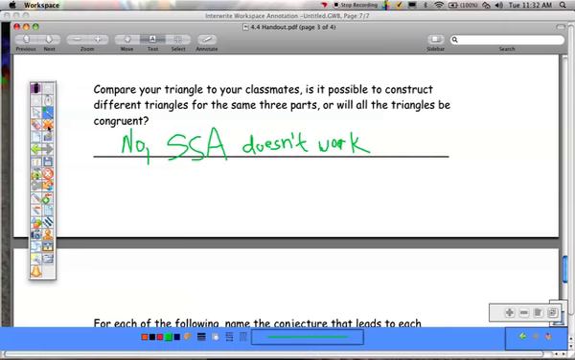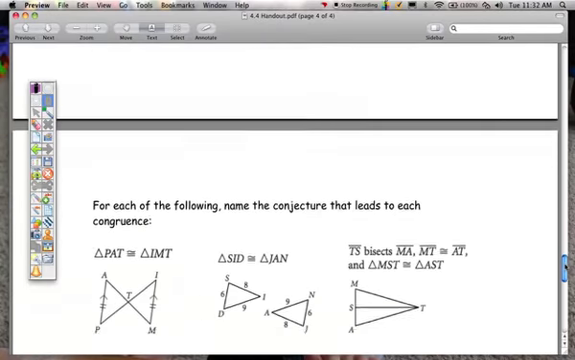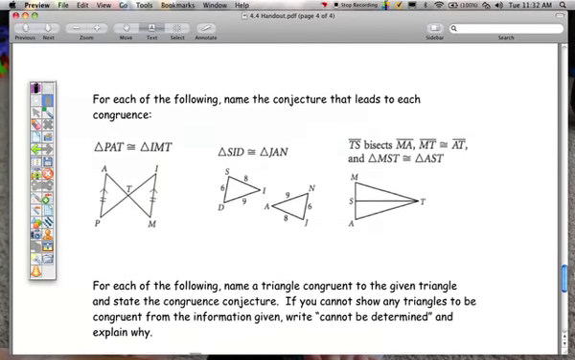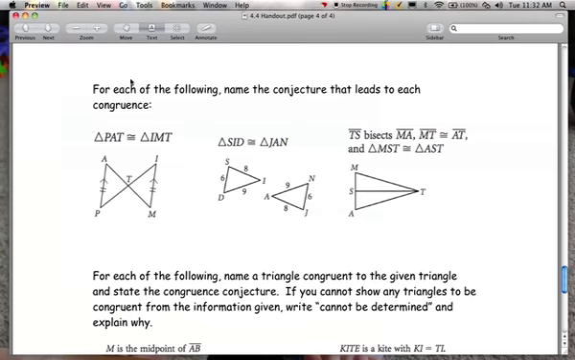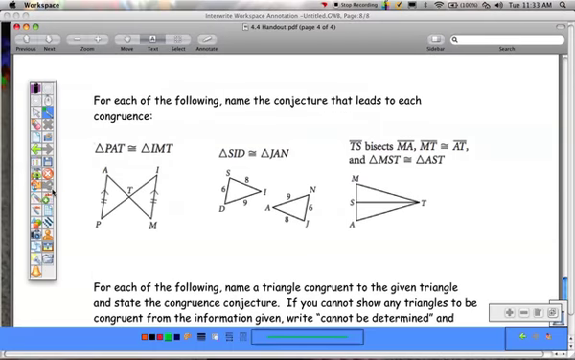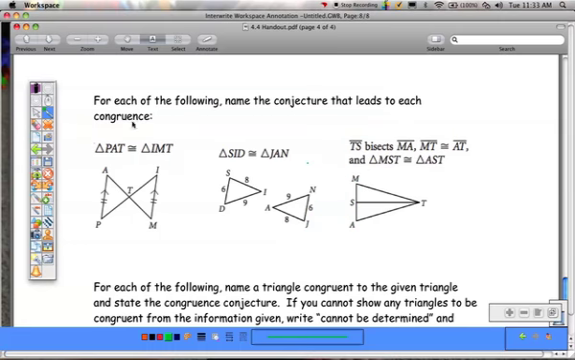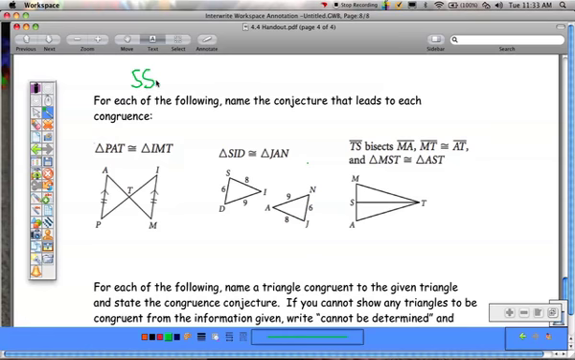Okay. All right, so now for each of the following, name the conjecture that leads to each congruence. Remember, the only two that we know are side-side-side and side-angle-side. These are the two that work, and the one that doesn't work is side-side-angle. That one doesn't work. All right, so let's take a look at what we know for this one.